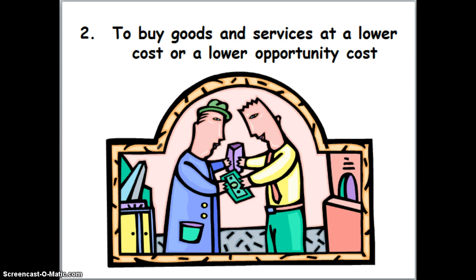Another reason is to buy things at a lower cost. As we said, a lot of jobs are being outsourced to India or China because they can produce things at a lower cost. For example, there are very few socks that are made in the United States anymore because socks are very low cost to make overseas and they're inexpensive to ship. So it makes more sense for us to buy those goods at a lower cost.